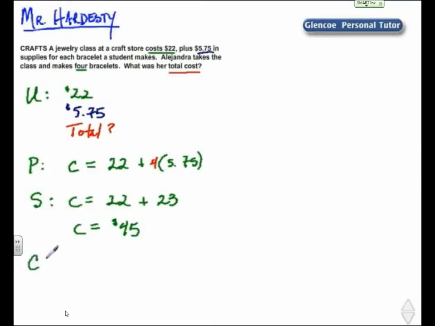Our final step in our four-step system is to check. And let's estimate to see how we did. Think of 22 as around 20, and consider 4 of our bracelets at about $6 each, rounding $5.75. We would have 20 plus 24 with an estimated cost of $44. Our actual answer was 45, so our answer was reasonable and it has checked.